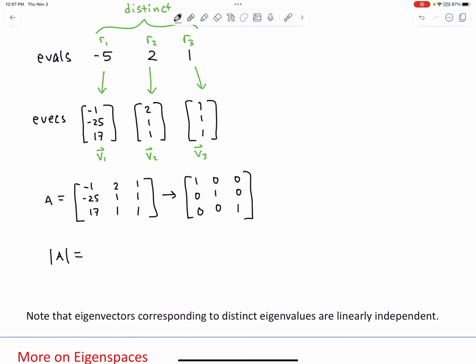And the determinant of this 3 by 3 matrix will be 42, which is not 0, again confirming that the columns of A are linearly independent. We conclude that these eigenvectors are linearly independent.